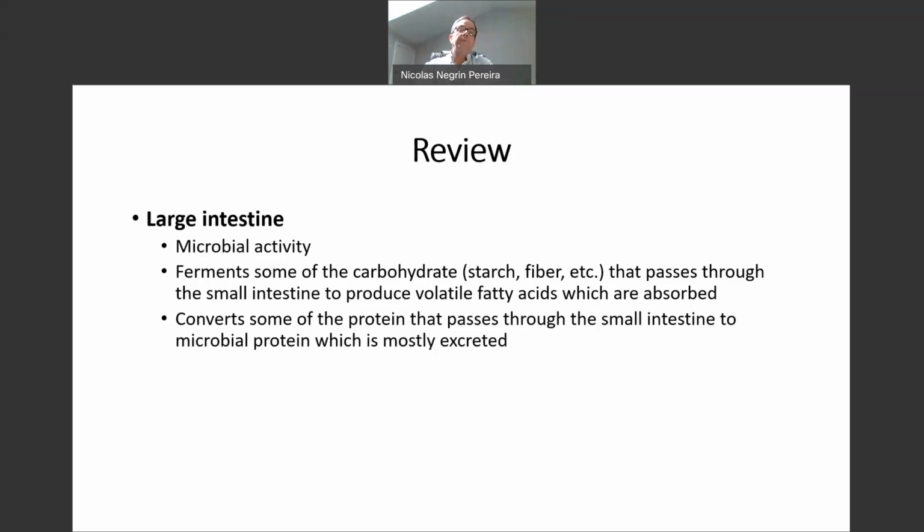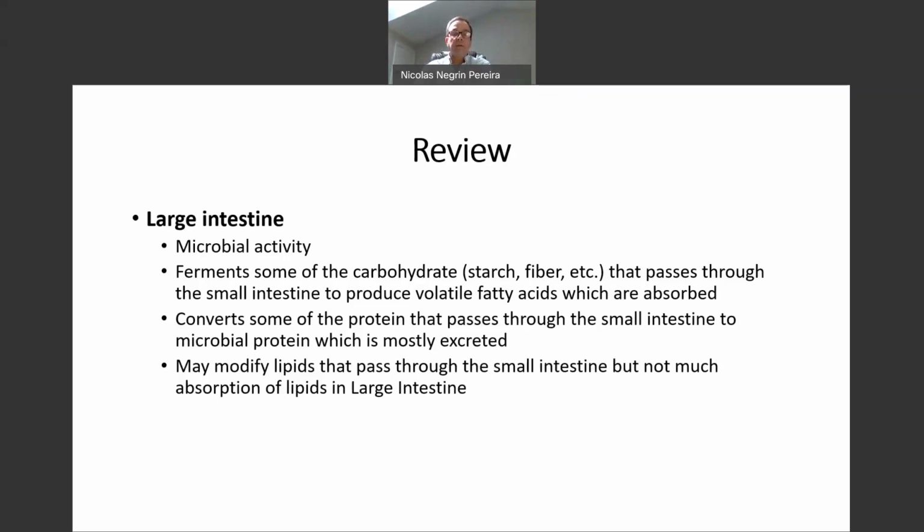In the large intestine there is also a conversion by the microbes of some of the protein that passes through the small intestine, but most of it is going to be excreted. The large intestine may be able to modify lipids that pass through the small intestine, but there's not much absorption of lipids in the large intestine. Most of the absorption of lipids, remember, occurs mainly in the duodenum. But one of the main roles of the large intestine is going to be water reabsorption.